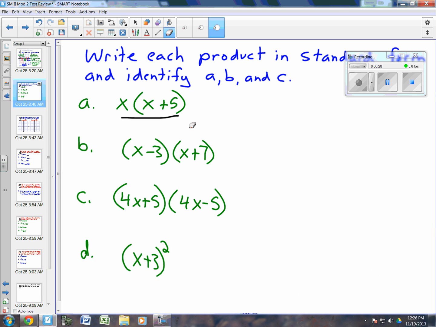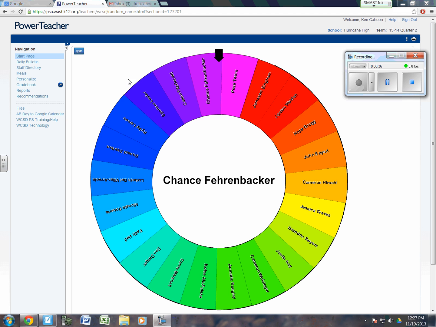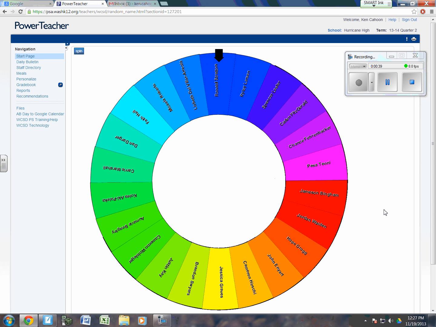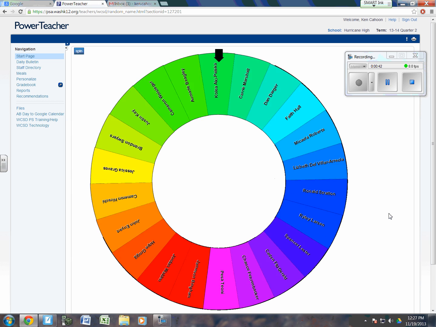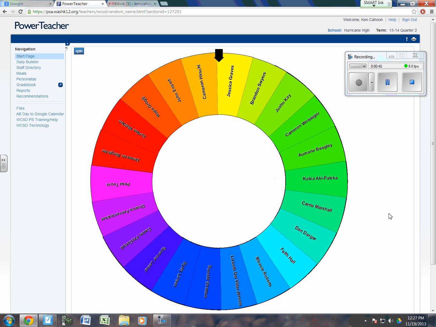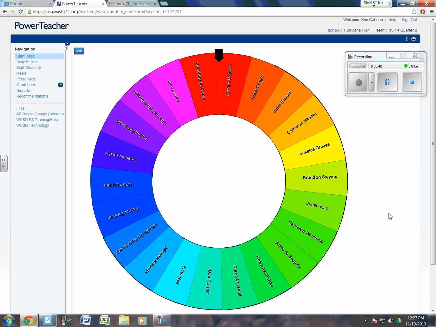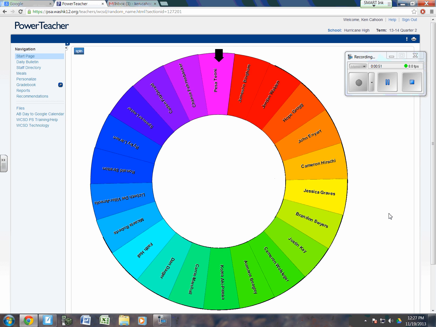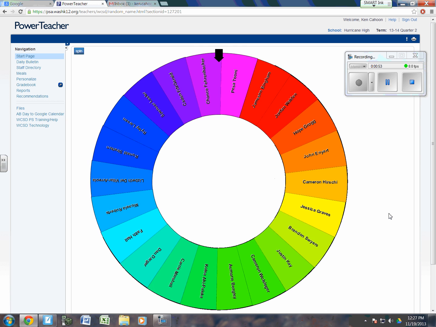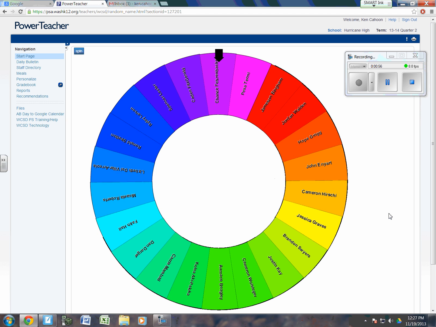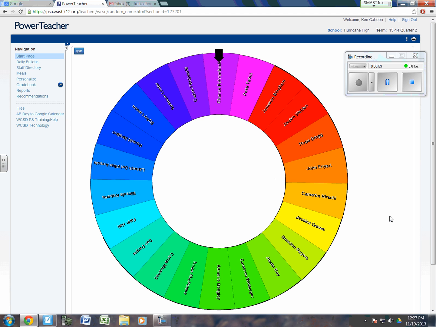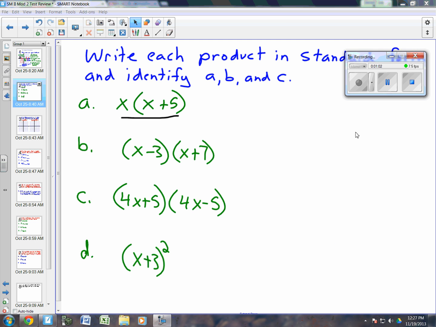Okay, and then we're doing these problems right now. We're spinning to see who gets to answer the questions. Okay, we're spinning for the first one. It's going to be someone in the red. Hold, purple. It's going to be Chance again, I can tell. Yeah, looking like it's going to be Chance. I think this thing likes Chance. Go ahead. The spinner likes you, Chance.